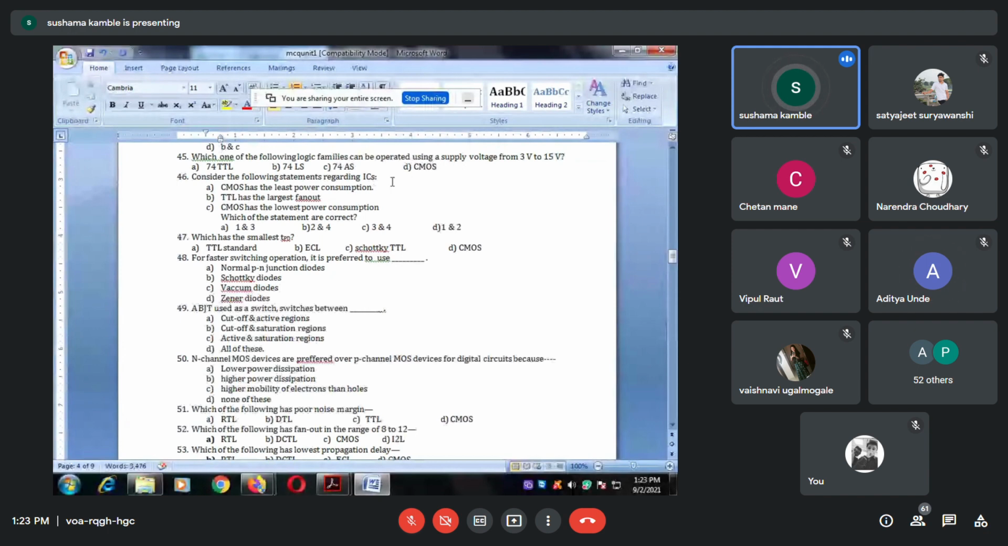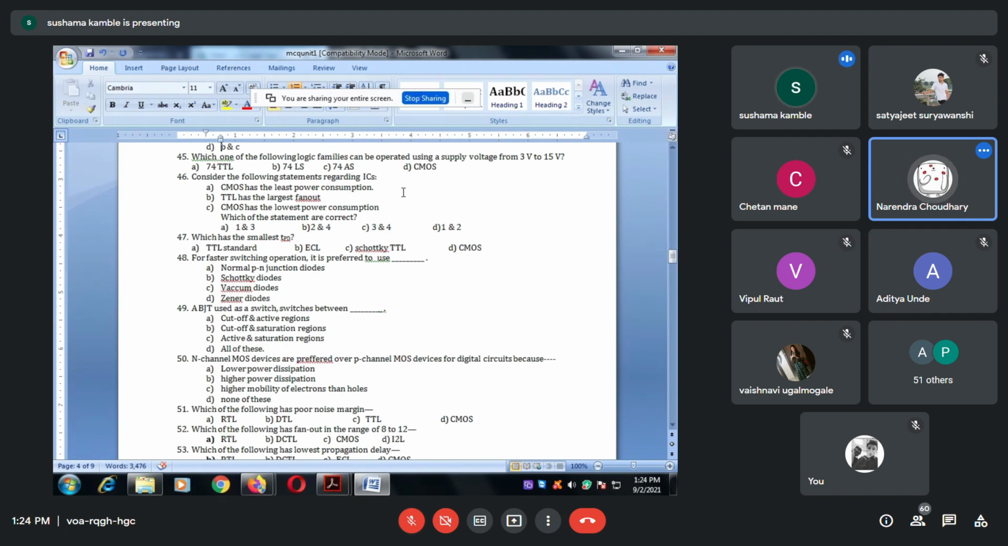Consider the following statements regarding the ICs. CMOS has the least power consumption. TTL has the largest fan out. CMOS has the lowest power consumption. Which of the statements are correct? A is correct. It has the least power consumption.